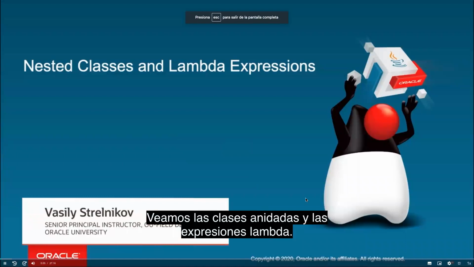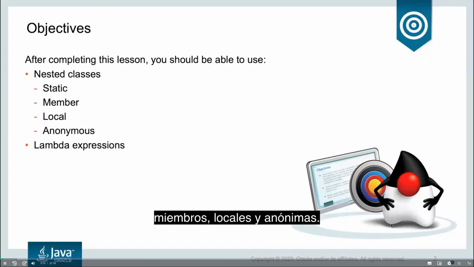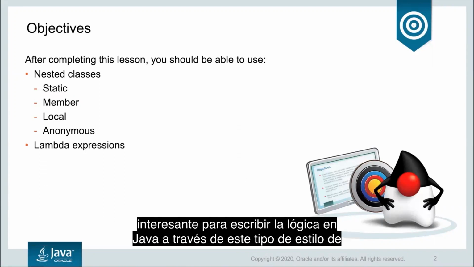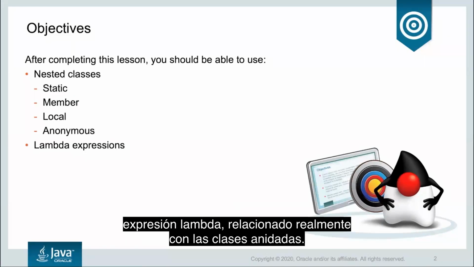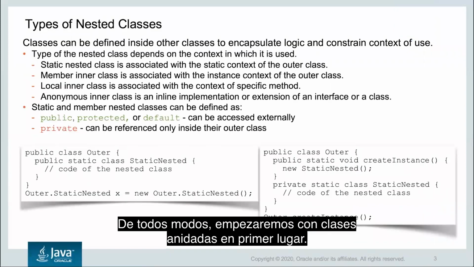Look at nested classes and lambda expressions. In this lesson, we're looking at the types of nested classes: static, member, local, and anonymous. And then we'll also study lambda expressions, which is a very interesting way of writing logic in Java through this lambda expression style, which actually relates to the nested classes. Anyway, we'll start with nested classes first.